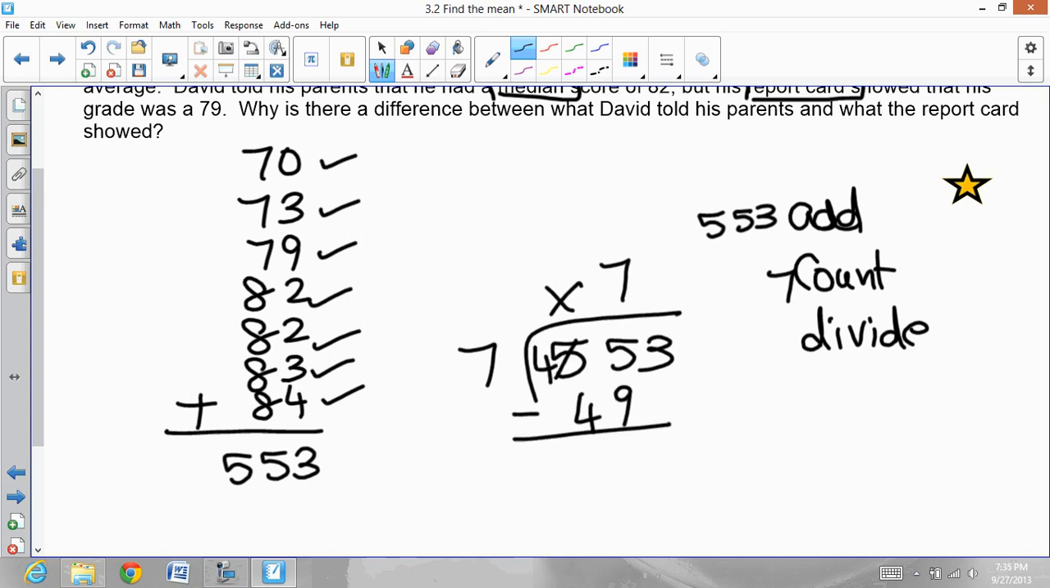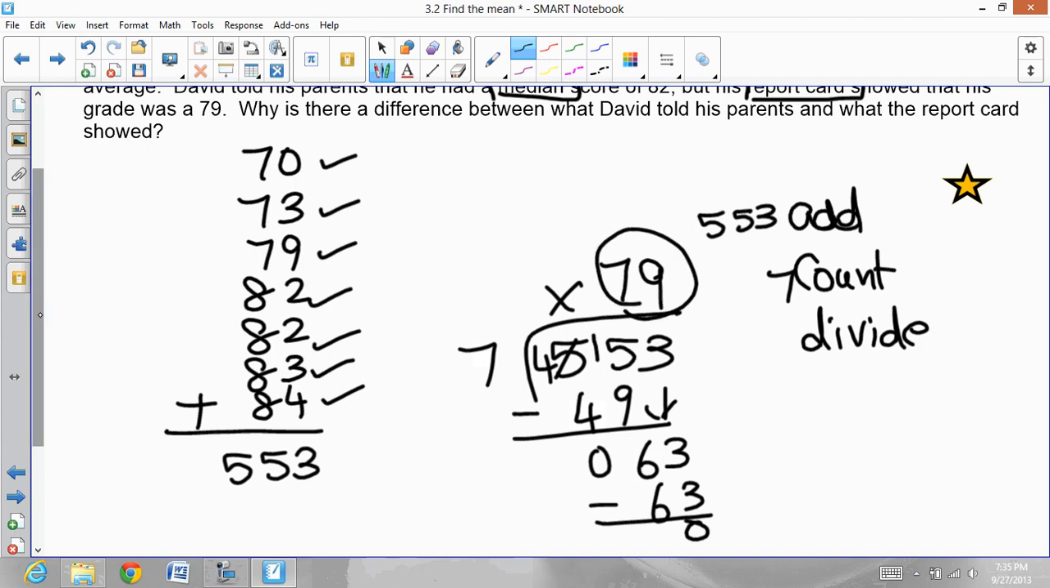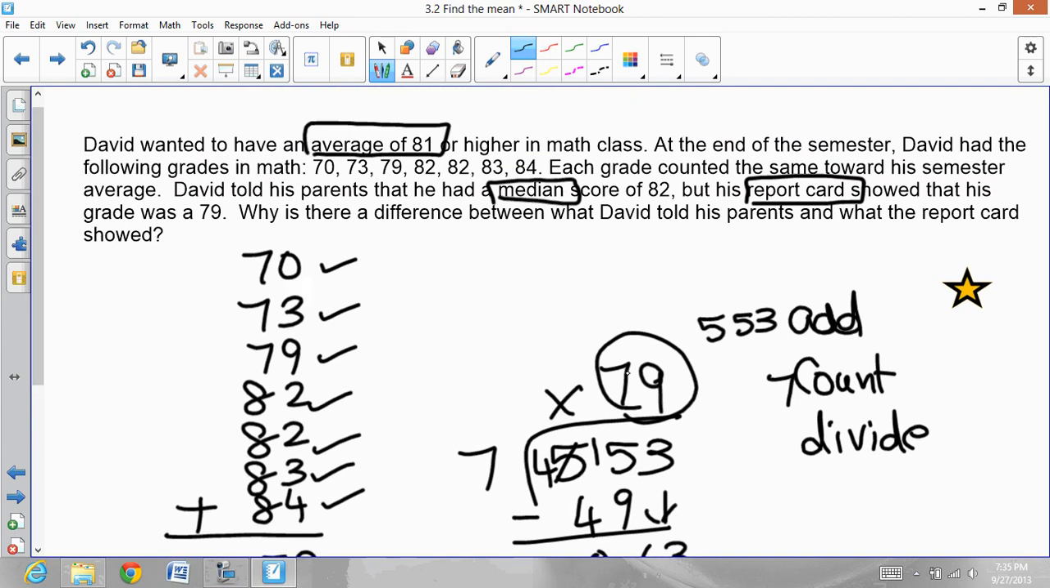Let's borrow. 15 minus 9 is 6. 4 minus 4 is 0. Bring the 3 down. 7 goes into 63 9 times. So that is going to be your 79. So actually, your report card is finding the average, and in this case, it came to be a 79. So that is what he needed, but actually he only scored a 79 in this class at this time.